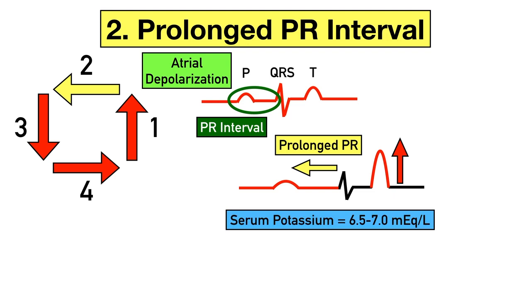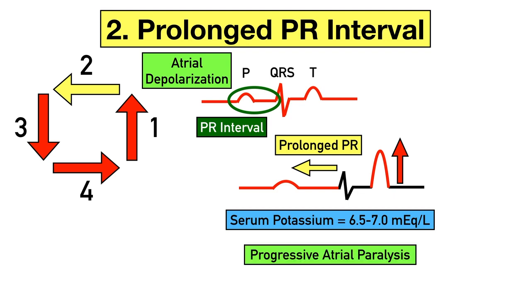Again, this is not a hard and fast rule, but just an average. At potassium levels of 6.5 to 7 is when progressive atrial paralysis can occur, which is why you can start to see P wave widening and PR interval prolongation. Remember the P wave and PR interval involve atrial depolarization and conduction through the atria and eventually to the AV node. So this is why you see changes to those EKG components here, because they involve the atria, and right now we have progressive atrial paralysis going on.